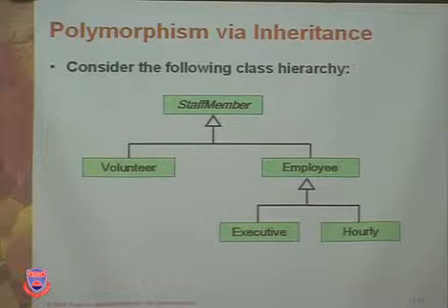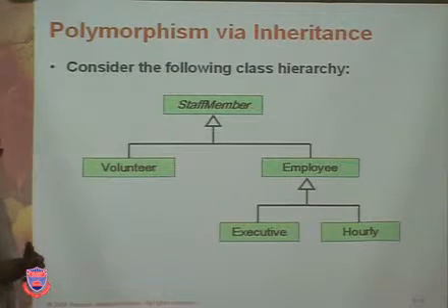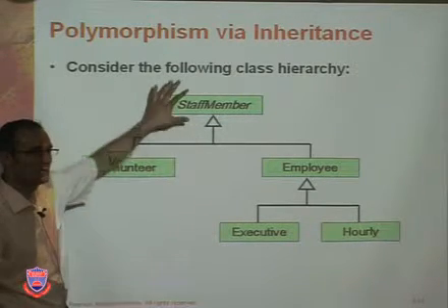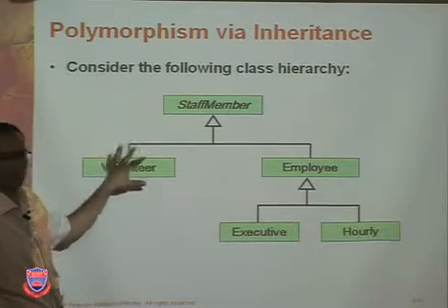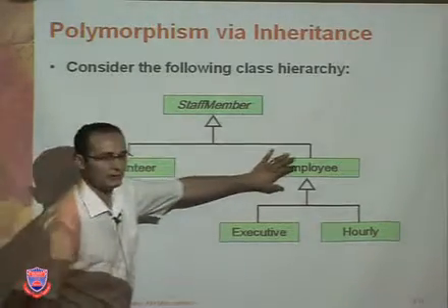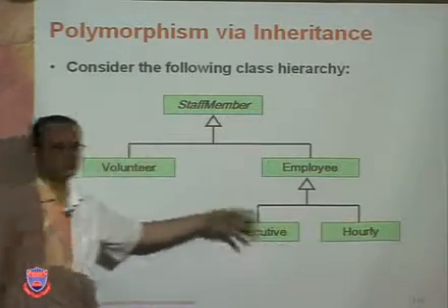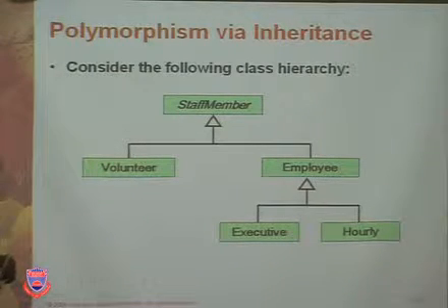So let's say you have a class hierarchy, something like this. This is similar to what you have seen with the quiz question. So you have a staff member, which is the base class for the whole hierarchy, and then a staff member could be a volunteer or an employee. And then each employee could be executive or hourly. And then you can have additional staff that you would like to add into this hierarchy structure.